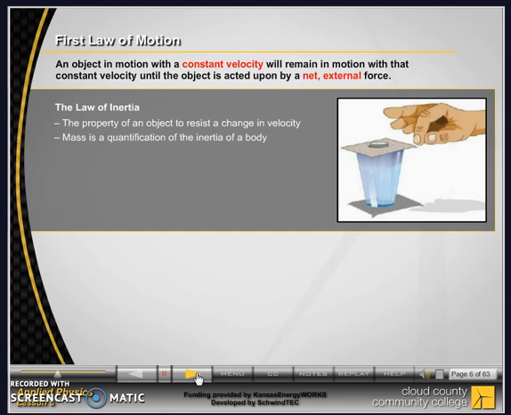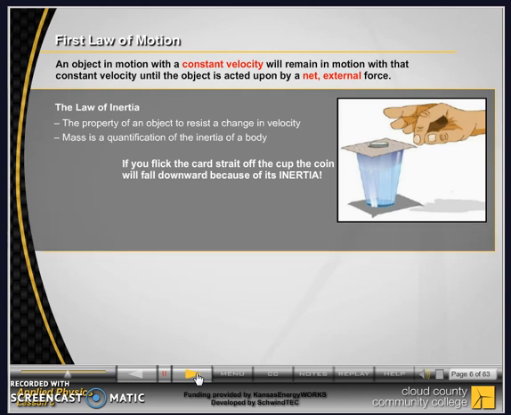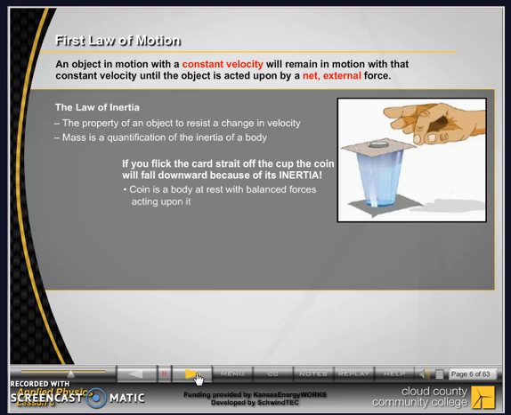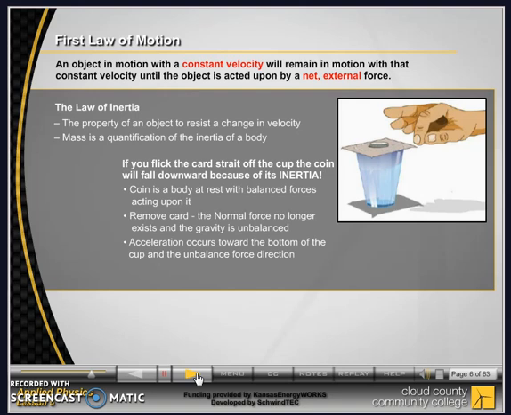The figure shows a classic inertia demonstration. If you flick the card straight off the cup, the coin will fall downward because of its inertia. The coin is a body at rest with balanced forces acting upon it. Once the card is removed, the balancing force called the normal force no longer exists, and the force of gravity, which is pulling downward on the coin, is unbalanced, and an acceleration occurs toward the bottom of the cup in the unbalanced force direction. Hence, the reaction to the unbalanced force is a non-inertial state called acceleration.